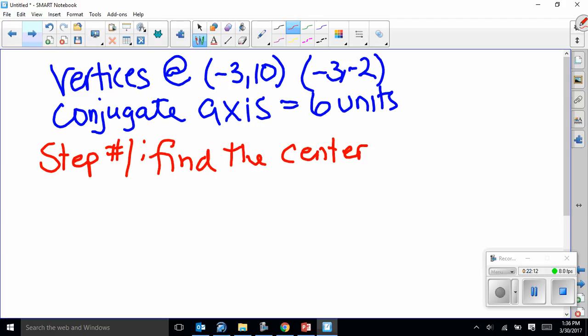Again, this one is a vertical hyperbola. We have the same x-coordinate, so things are going to be lined up and down. Our center is going to have the same x-coordinate. So we really just need to find the midpoint between 10 and negative 2. 10 plus a negative 2 is 8. 8 divided by 2 is 4.